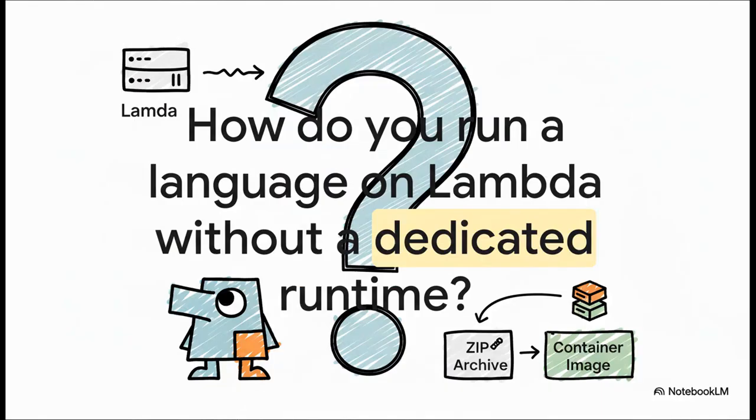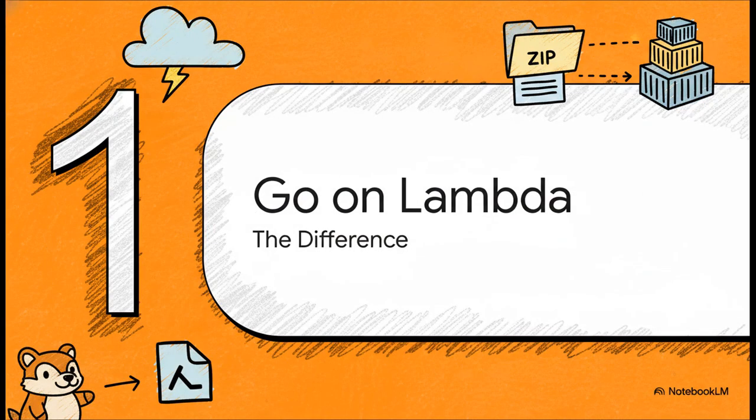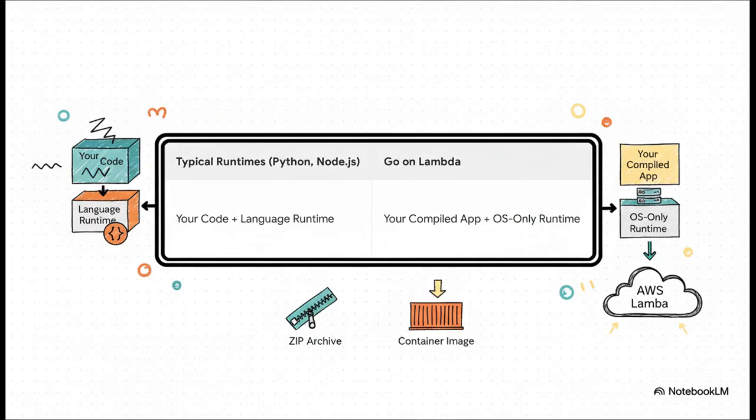Right out of the gate, we run into the most fascinating thing about Go on Lambda. It just doesn't work like Python or Node.js. And that brings us to this really core question. How in the world do you run it on Lambda if there's no dedicated Go runtime for it to use? To get to the bottom of that, we really need to look at what sets Go apart in this whole serverless world. So this slide here, this is the key.